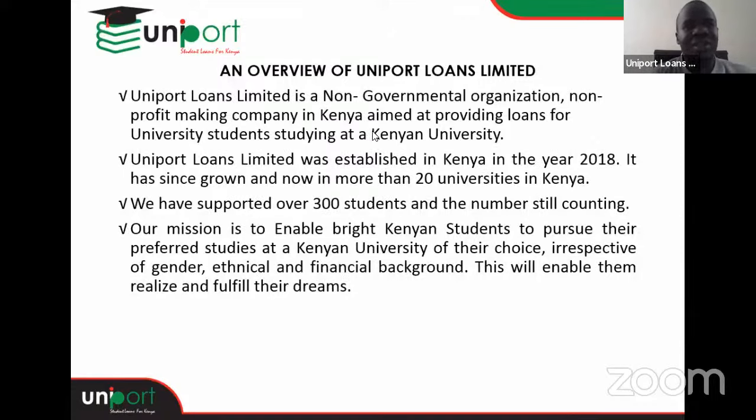Just last month, we finished another set of selection, and our tally of universities has increased to about 47. So it keeps on increasing as we continue admitting students from various universities in Kenya. We have supported so far more than 300 students from those 47 plus universities. So we are still growing. We started with a few in 2018, but over the years, there is an increasing trend, meaning that people are trusting Uniport and are applying for loans, and they're actually getting the loans.